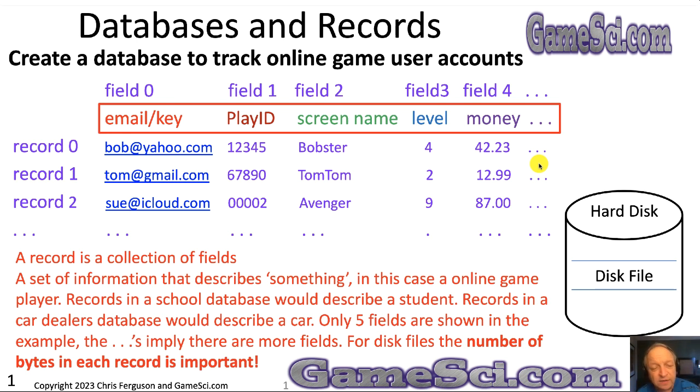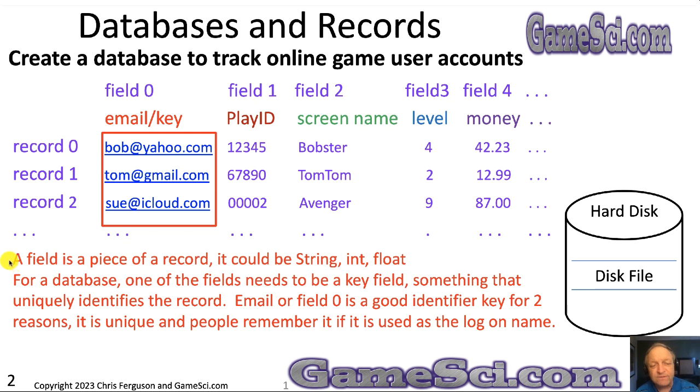For disk files, the number of bytes in each record is important. Instead of using a database, if you're going to write this data to your own disk file, you want to know exactly how many bytes of data each record occupies. A field is a piece of record. It could be a string, an int, or a float. This is the email field right here.